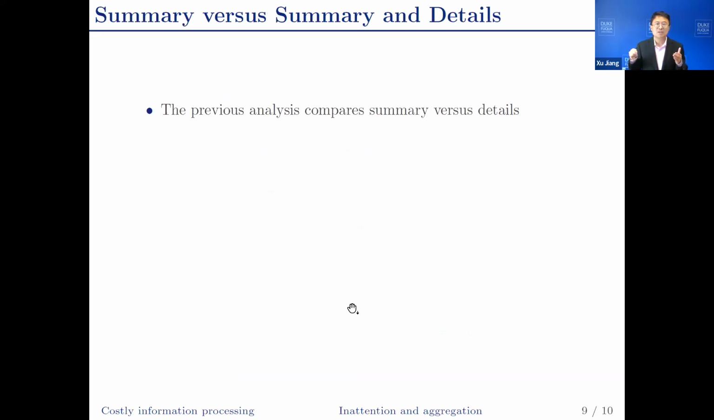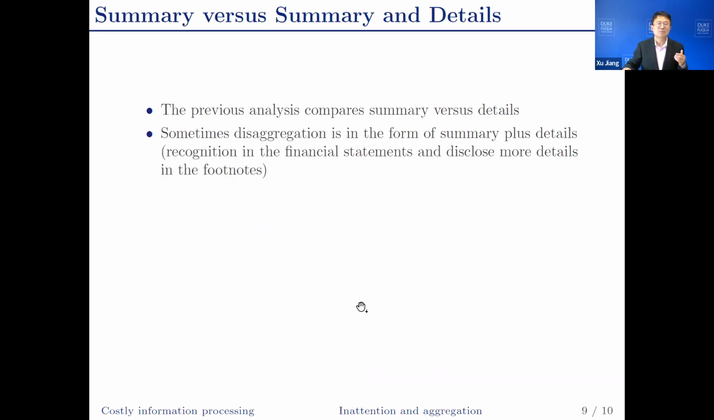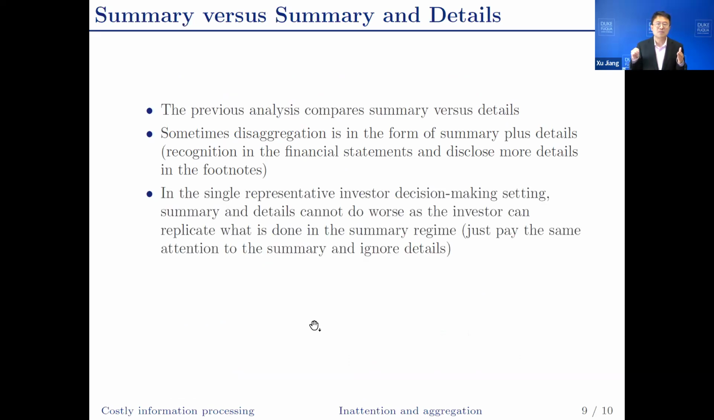We talk about summary versus details in the main part. However, sometimes when you consider accounting rules or disclosure rules, disaggregation is in the form of summary plus details. For example, you recognize the summary in the financial statements and you disclose the details in the notes. In a single representative investor decision-making setting, summary and details cannot do worse, because investors can always replicate in the summary and details regime what is done in a summary regime. You just pay the same attention to the summary and ignore the details, then you replicate the result.